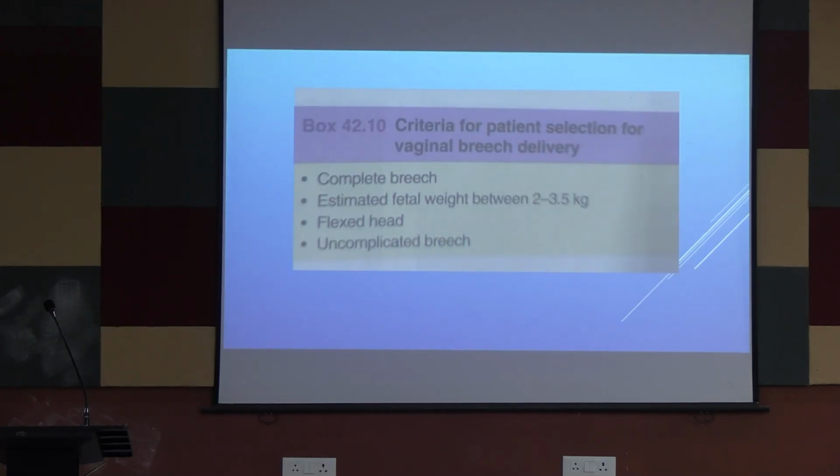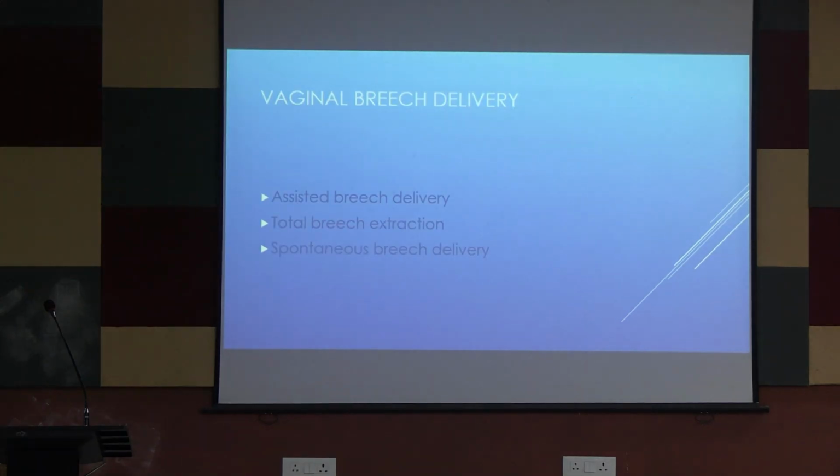Criteria for patient selection for vaginal breech delivery. Complete breech, you can allow, with estimated fetal weight from 2 kg to 3.5 kg, that is an average size baby, and the head is flexed, uncomplicated breech. You can allow, and if the pelvis is adequate, you can allow the breech delivery.